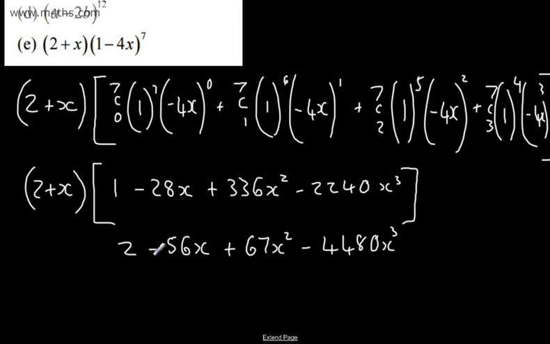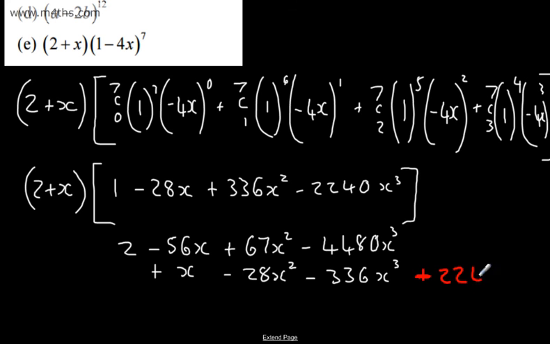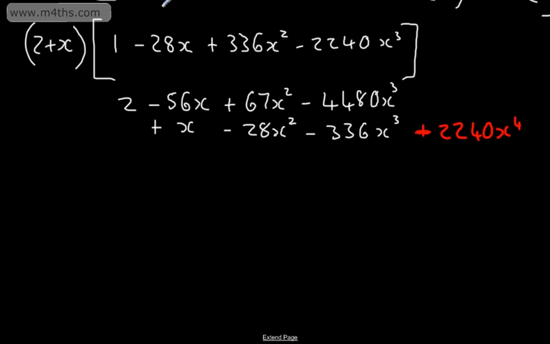Multiplying through, we're going to have plus now 1x, then we're going to have minus 28x squared, and then we're going to have minus 336x cubed. Now, if I just consider the next one, we're not going to need the fifth term. This is going to give us a fifth term. So it's going to be now minus 2240x to the fourth. We don't need that. So we just need these ones right here.